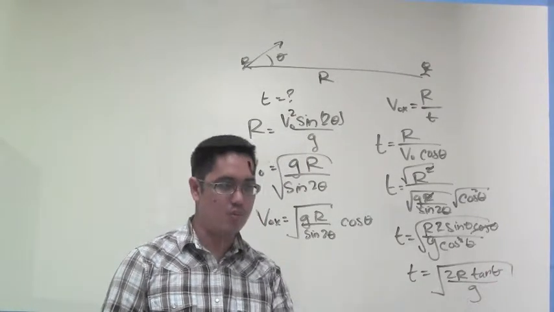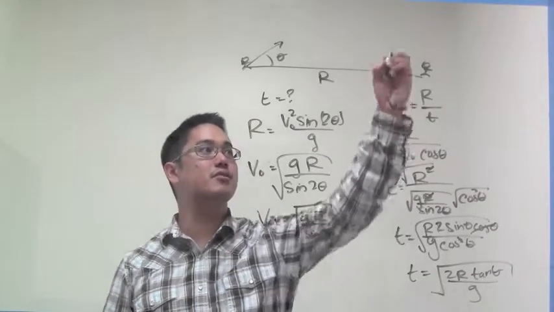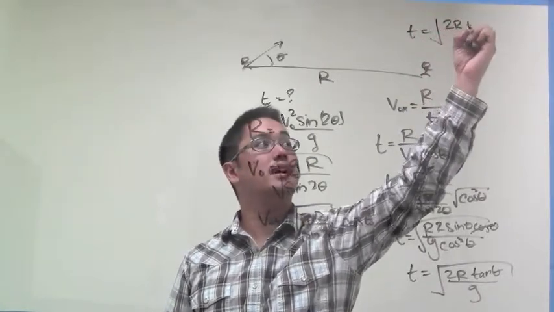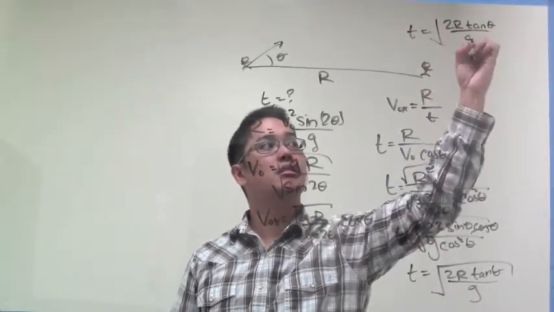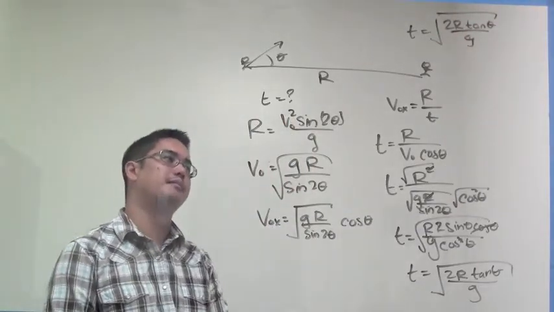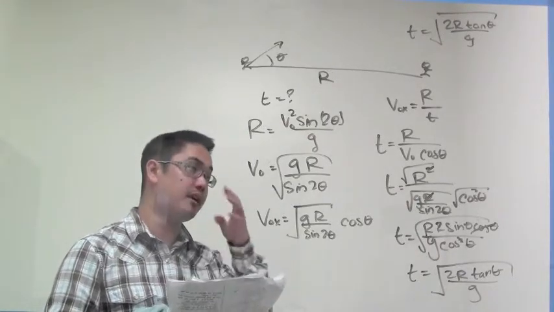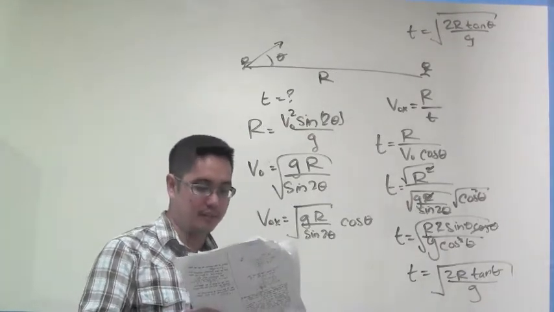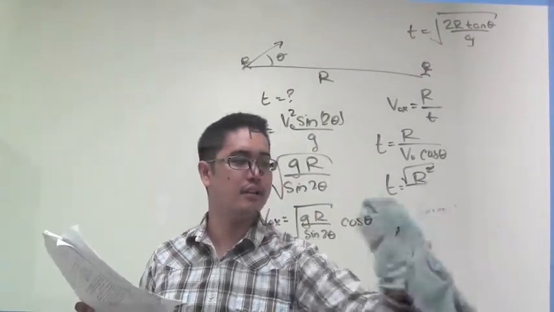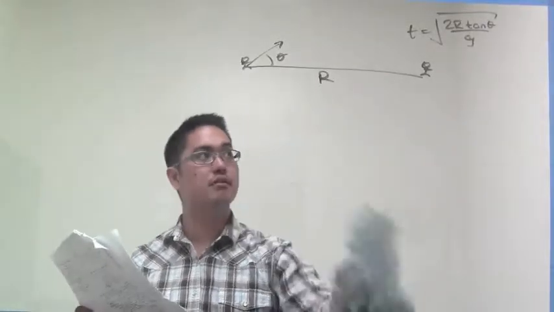And what I thought was really interesting about this time, let's write that up here. The square root of 2r tan theta. What I thought was really interesting about that time is, actually, you know what? Before I start describing and talking about this time, why don't I solve for the velocity that he needs to run to get there?